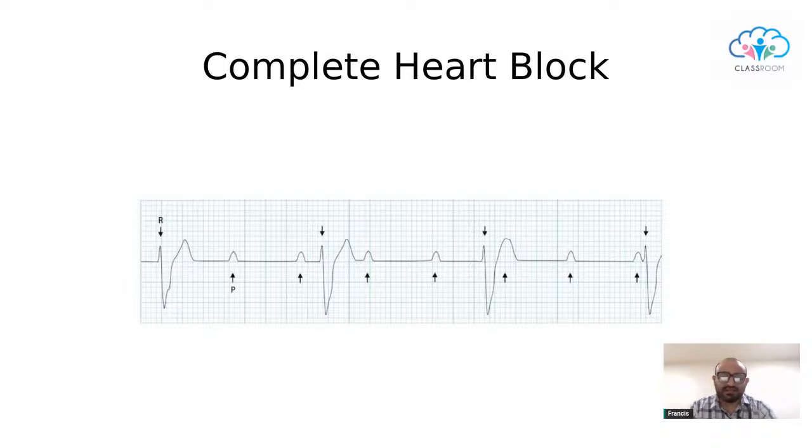So this is another example of complete heart block. Here you can see that the QRS is wide, it's regular, it comes at regularly spaced intervals. And the P wave doesn't seem to have any relationship with the QRS complex, often described as the P wave marching through.